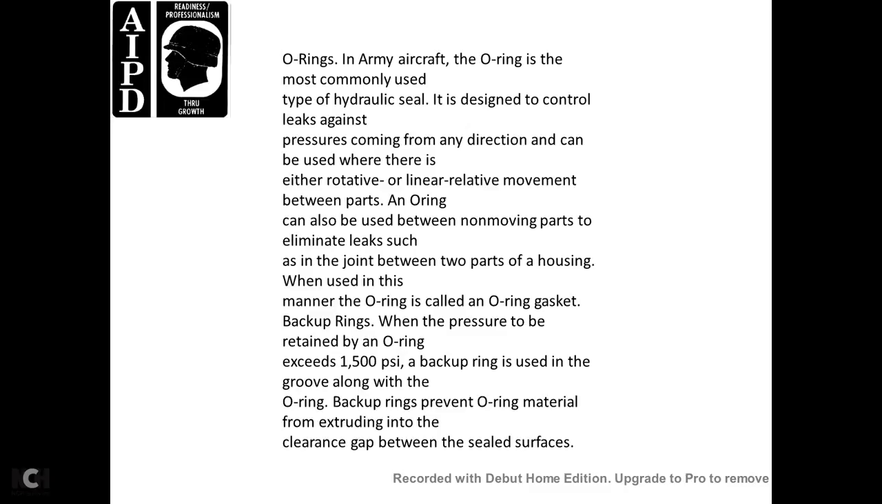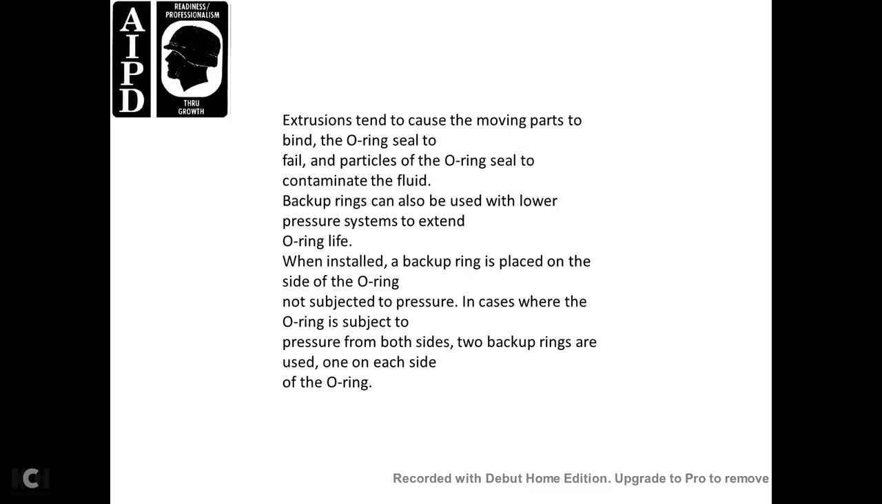Backup rings. When the pressure to be retained by the O-ring exceeds 1500 psi, a backup ring is used in the groove along with the O-ring. Backup rings prevent the O-ring material from extruding into the clearance gap between the seal surfaces. Extrusion tends to cause binding of the moving parts, and the failure of the O-ring seal can release particles that contaminate the fluid.